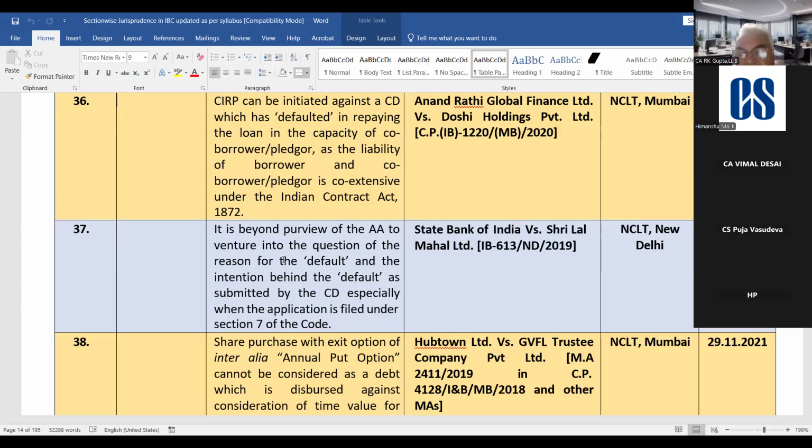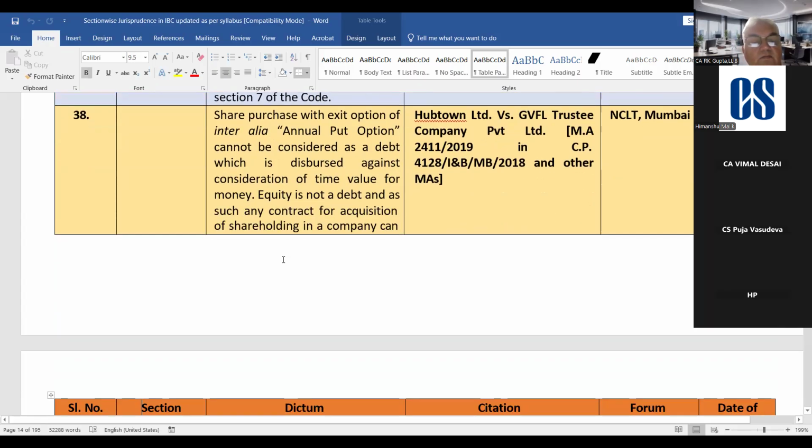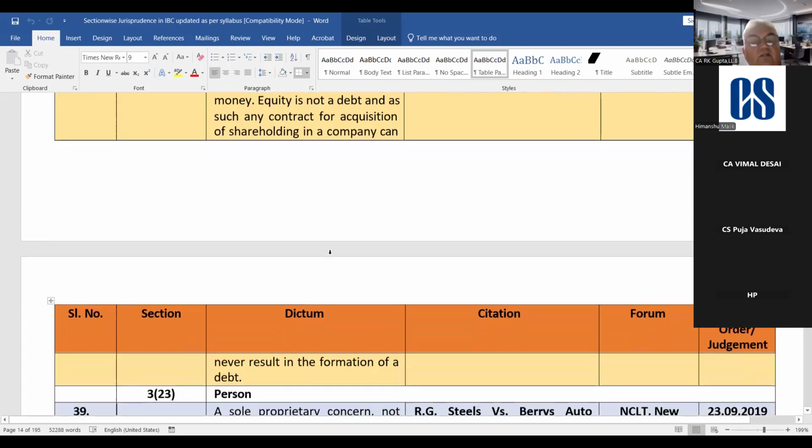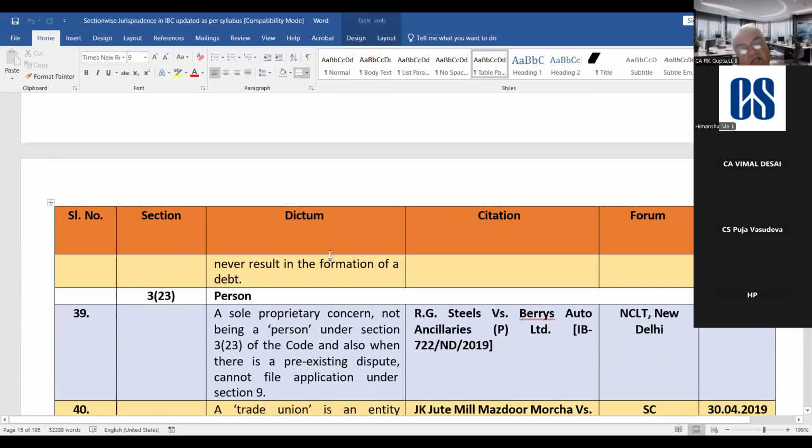Now suppose there is a share purchase option. Okay? So what will happen in the case of share purchase? Share purchase with exit option of inter alia annual put option cannot be considered as a debt which is disbursed against the consideration of the time value of money. Okay. Equity is not a debt, and as such, any contract for acquisition of shareholding in a company cannot result in the formation of a debt.